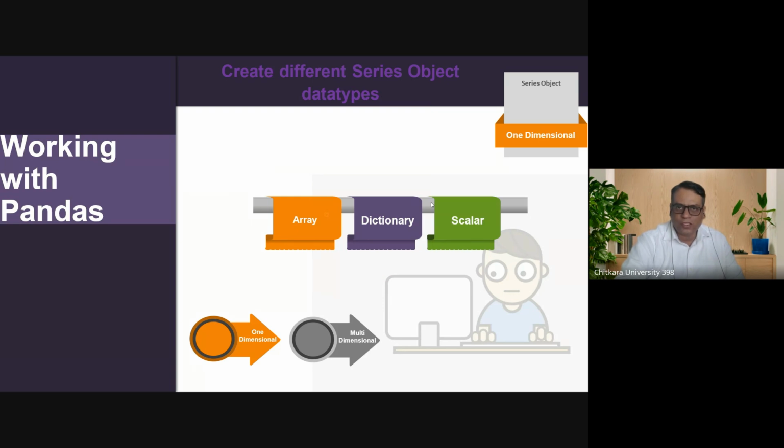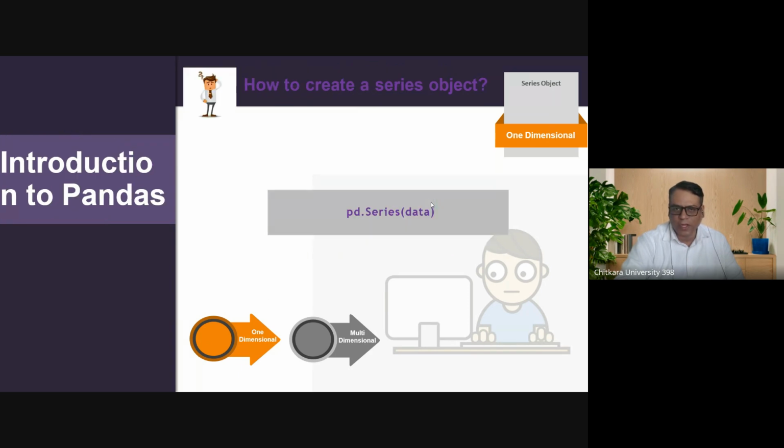How do you create different series object data types? You can see right here, you can create from an array, dictionary, or scalar values. So how do you create a series object? You have to use pd.Series and then place the variable name. In this manner, you can create a series object of a one-dimensional data type.